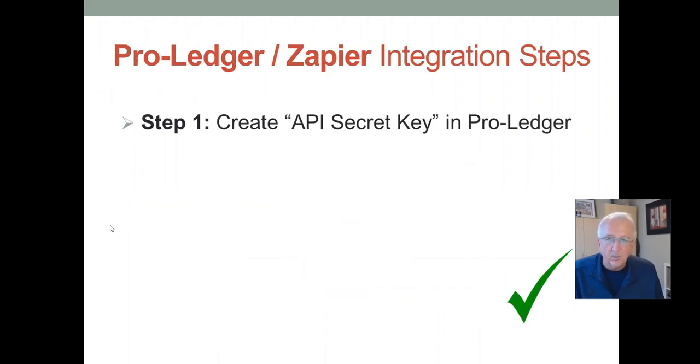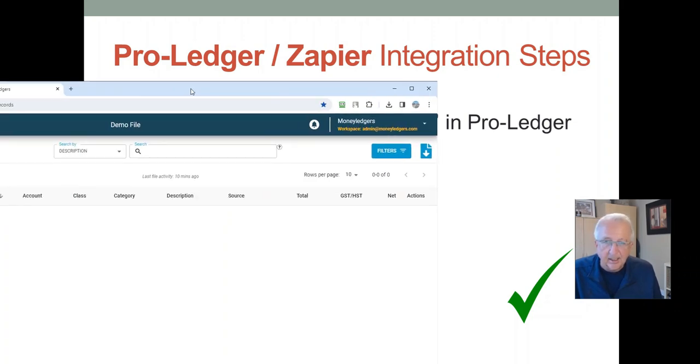All right, so here are the steps. There are 4 steps in total, and nothing technical really. Just follow the instructions and they make it quite simple. Step 1, you're going to want to go into Pro Ledger and create what's called an API secret key. A secret key is a very long number that is unique and gives permission for data to flow into the Pro Ledger bookkeeping program with that key. Let me show you how to set that up now.